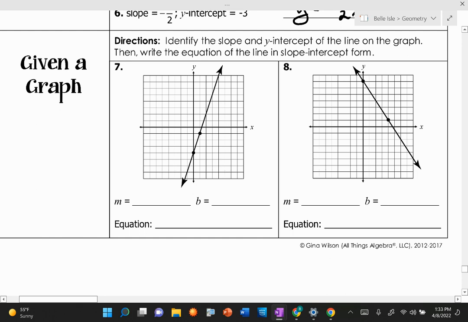Okay, let's look at number 7. You have 2 points. Your slope is the m, your b is the y-intercept. First I'm going to start by counting where my y-intercept is. From the origin, which is 0, 0, I'm just counting up or down to where I find the intercept. 1, 2, 3, 4. So our y-intercept is negative 4.